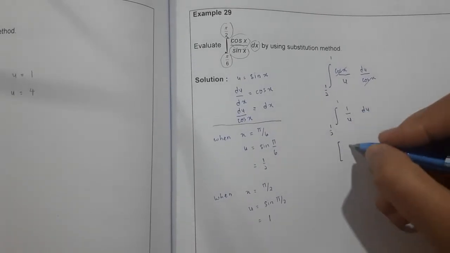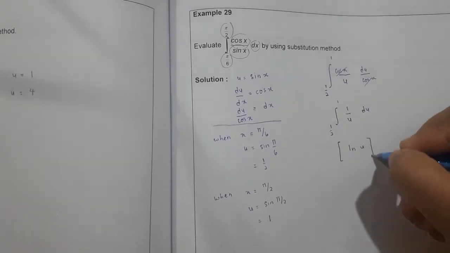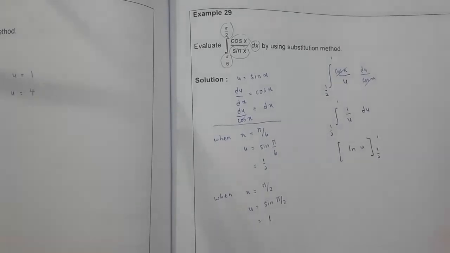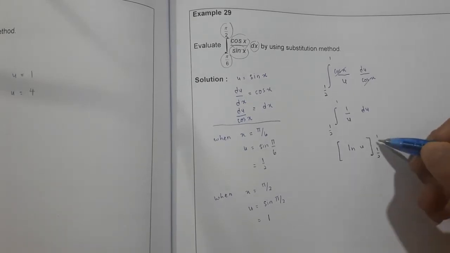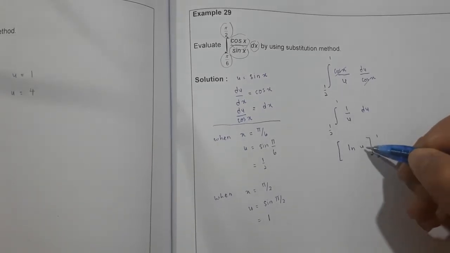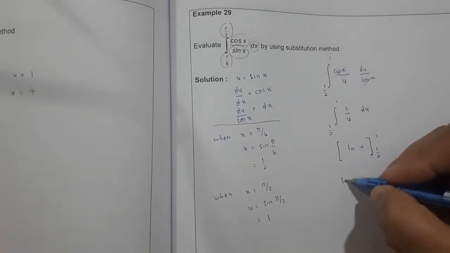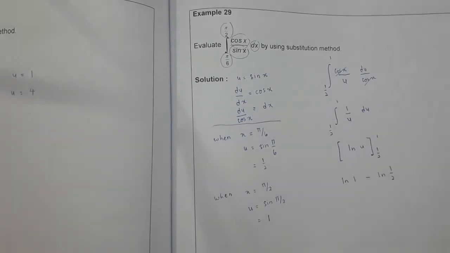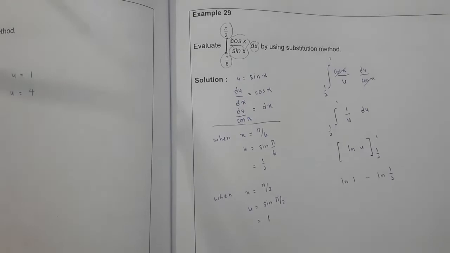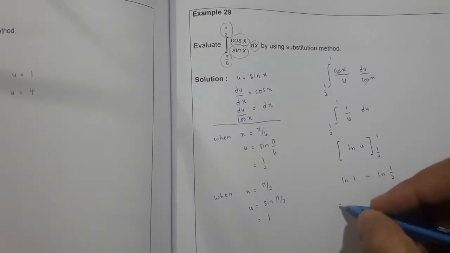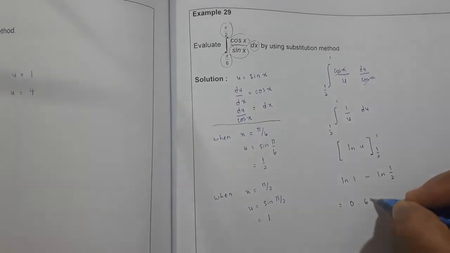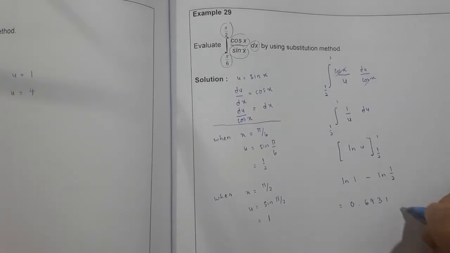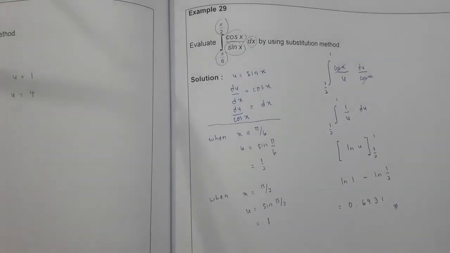Integrate 1 over u, ln u. And because this is a definite integral, next we must substitute 1 into u minus substitute 1 over 2 into u. So ln 1 minus ln 1 over 2. Which give us 0.6931 as the final answer.